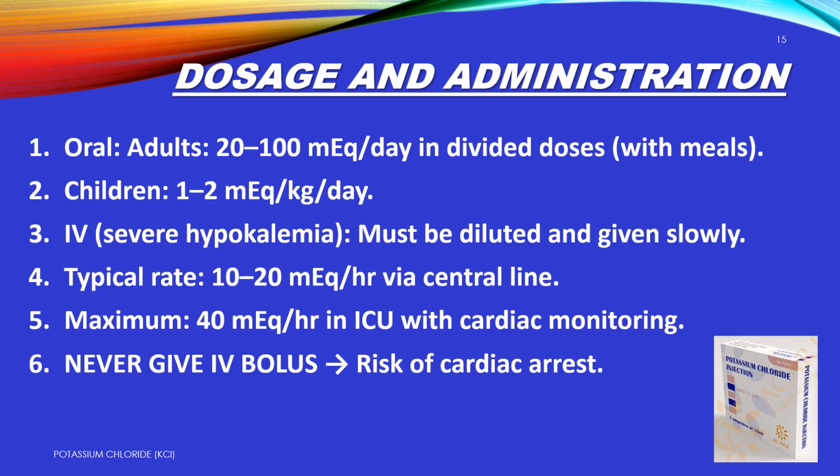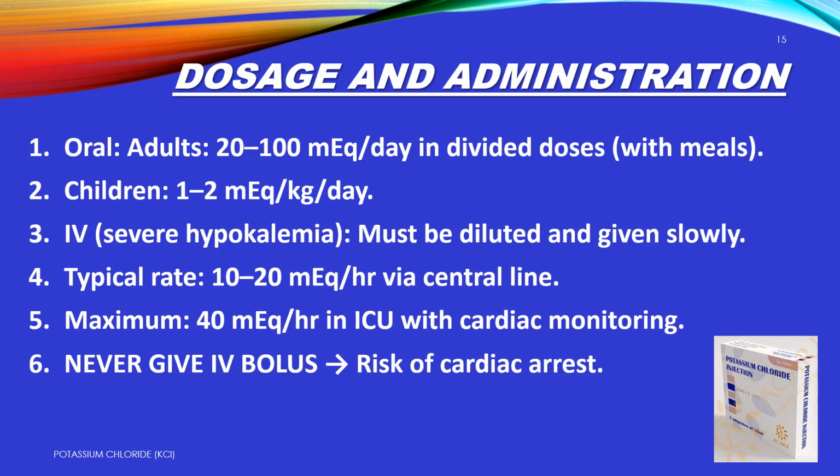2. Children, 1 to 2 mEq per kilogram per day. The oral dose for children is calculated based on their weight, typically 1 to 2 milliequivalents per kilogram per day. 3. IV. Severe hypokalemia must be diluted and given slowly. For severe cases of low potassium, potassium chloride is administered intravenously, but it must be diluted and given slowly to avoid complications.